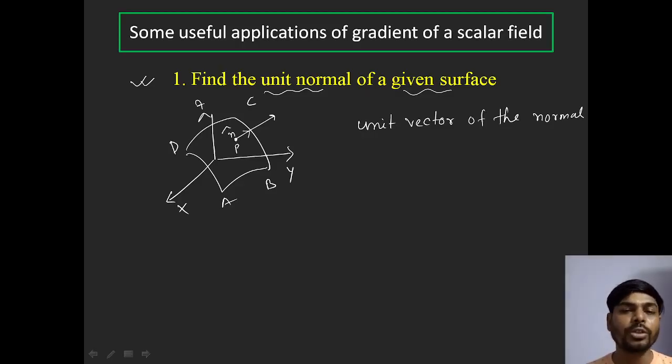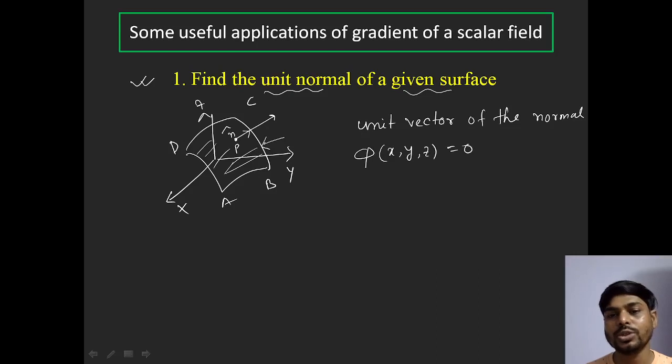So how could you find that? There are no difficulties. You have to just find the gradient of the given surface. This surface is represented by the equation phi(x, y, z) = 0. You have to find the gradient of phi at the given point P. That's all. If you do that, you will get the result, and it gives you the normal.